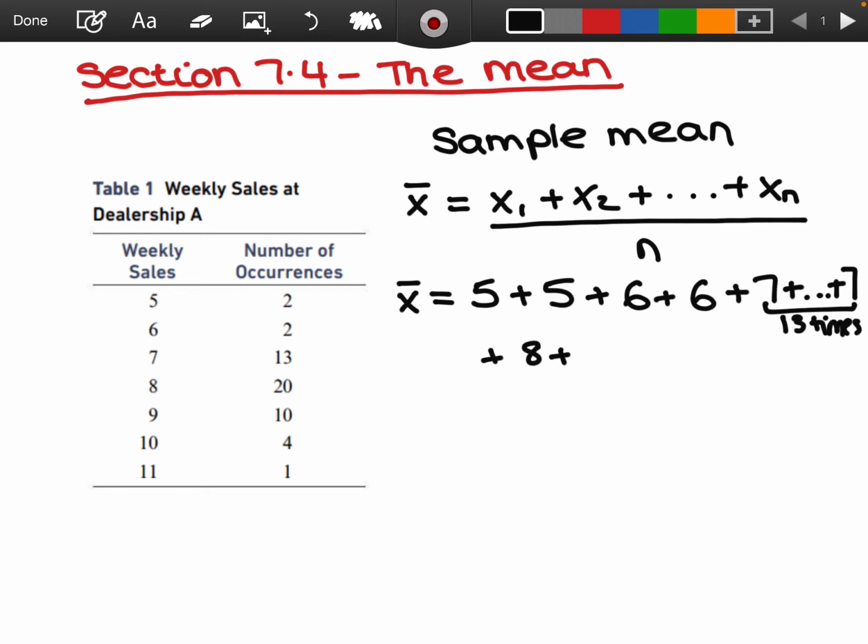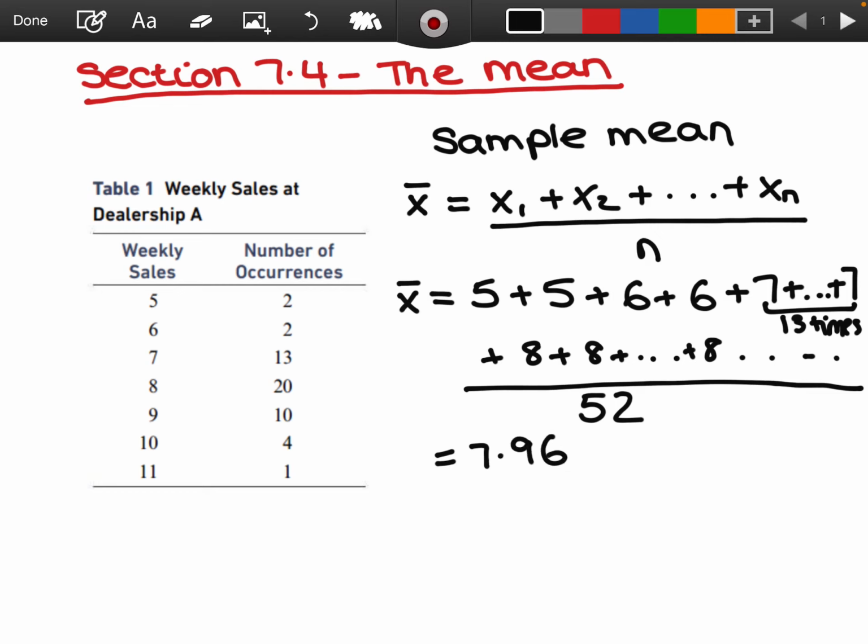Then I've got to add 8 20 times, and you're going to keep going with this. Okay. And then you divide that. We're looking at weekly sales for the year, so there's 52 weeks in the year. When you do that, the value that you come out with is 7.96 if you round it. So we know that the average number, the mean number of weekly sales for this particular car dealership is 7.96 sales a week. Okay, that's the average number of car sales in a week for this dealership.